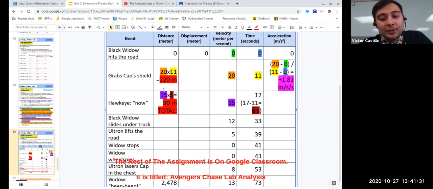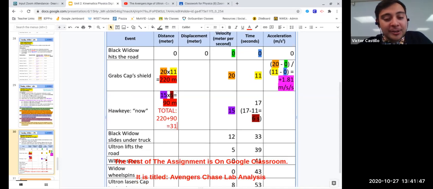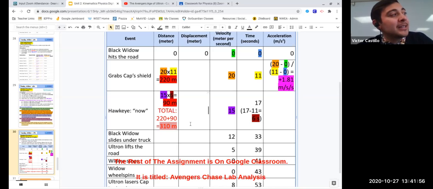She traveled 220 meters plus 90 meters. So all you're doing is adding these two together, adding the previous one to the current one. So what's 220 plus 90? There you go, 310 meters. So at this point, she is traveling about 310 meters. From beginning to end, she has traveled 310 meters by the time Hawkeye says now, okay? By the time Hawkeye says now.